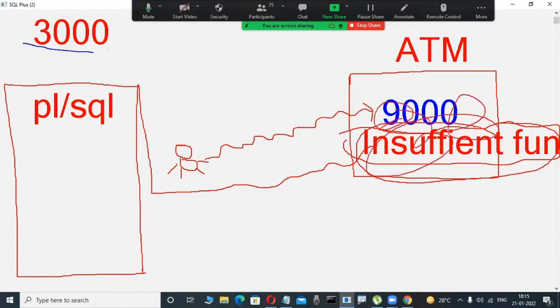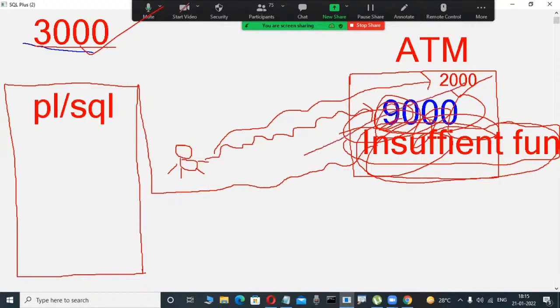Again, another scenario, for example, now my balance is 3000. Suppose I am inserting an ATM card. Now I try to withdraw 2000 rupees, for example. Now, is it possible? Possible. Why? Because here my balance is 3000. Here 2000 is less than 3000. That's why trying to retrieve it is possible. We are withdrawing money, 2000 is possible in this example.